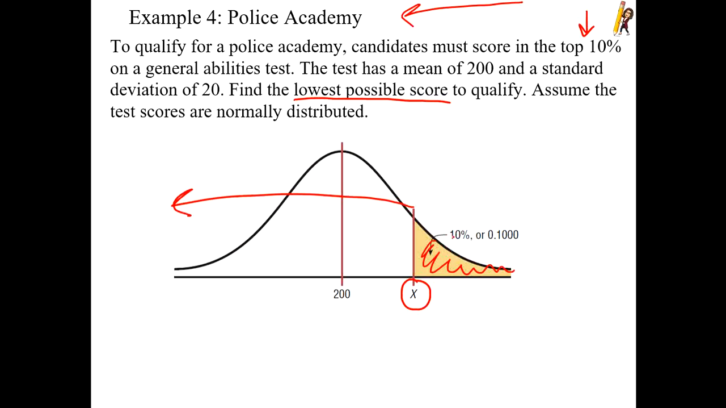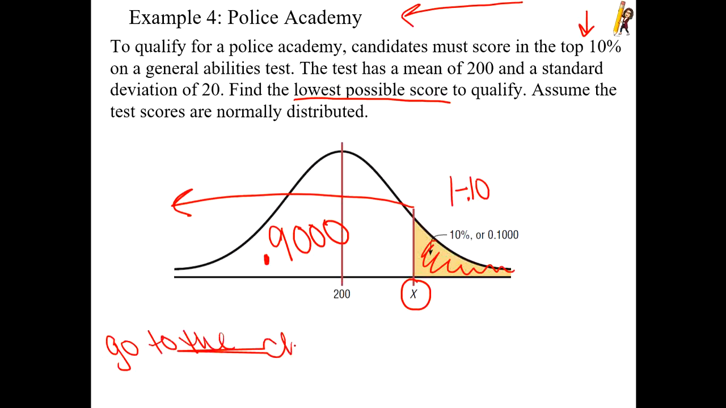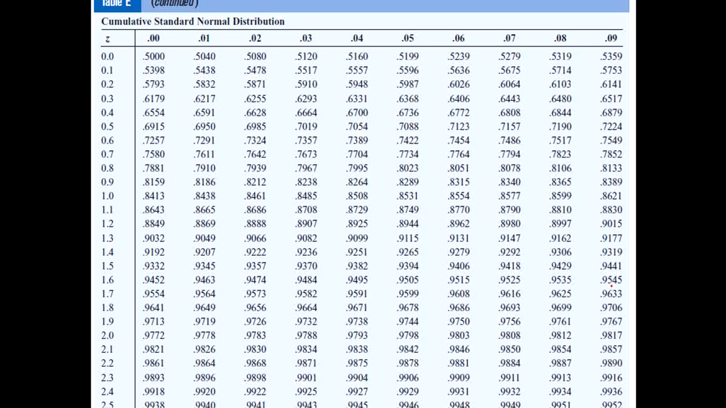So right now, if we're talking top 10%, the number we want to look up is 100 minus 10%, or 0.1. So the number we want to look up is 0.900. Okay, so we're going to go to the chart and find 90%, or 0.9000. Okay, so I'm going to arrow over to the chart.